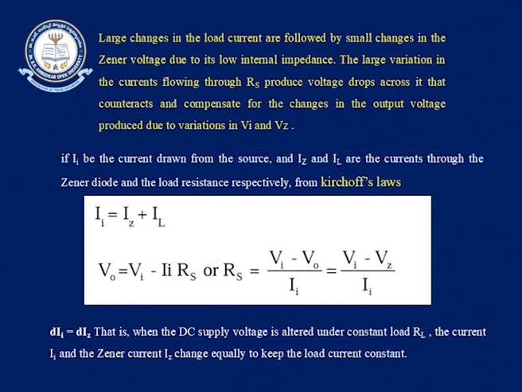So whenever the DC supply voltage is altered under constant load resistance, the current Is and the ZNR current Iz change equally to keep the load voltage constant. So that is what we are using here. The ZNR regulator is a shunt regulator. Next is the electronic regulator and series regulator. Okay. So here, large variations can be regulated better than with a simple ZNR regulator. Okay, you can see the diagram here.